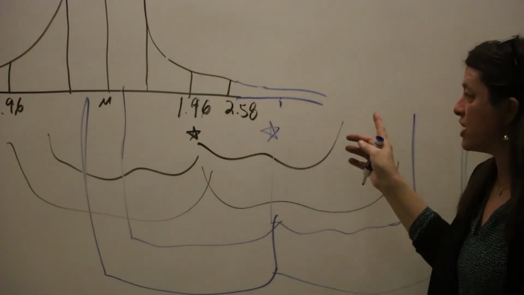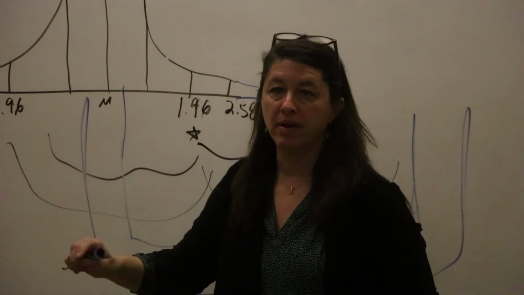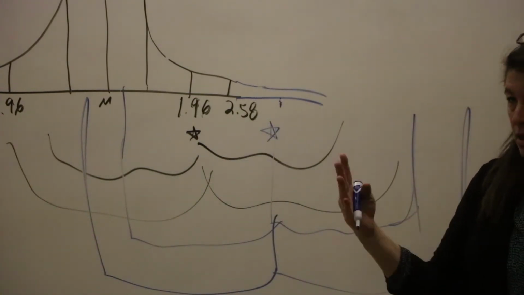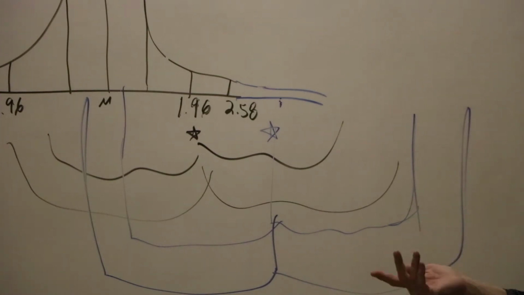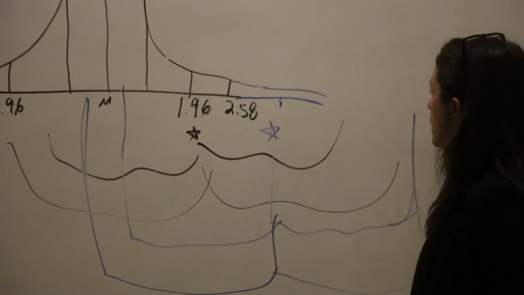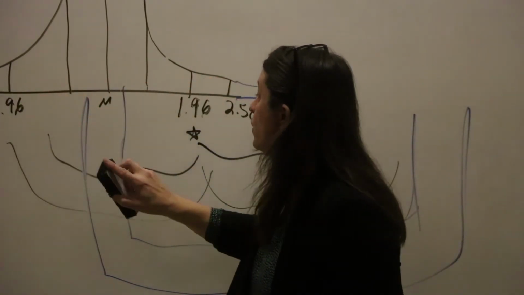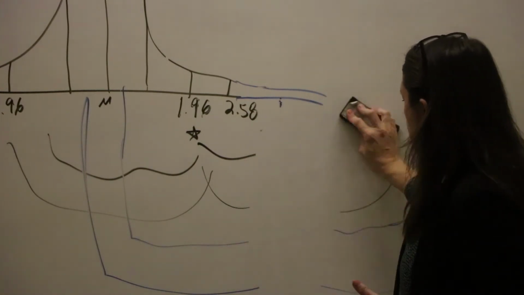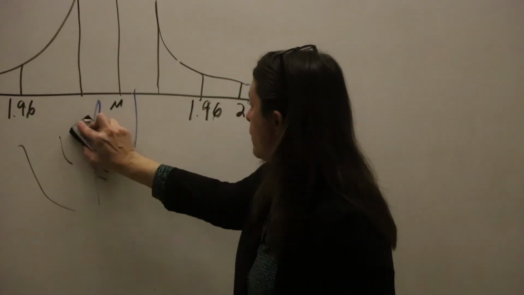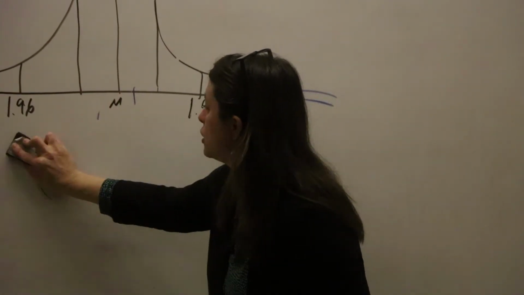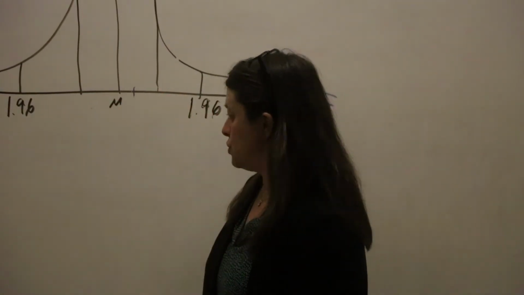It really is a reflection of how far that sample mean is from whatever the true population mean is, which we don't know. But based on our theory, we know that our sample mean, 95% of the time and 99% of the time, is going to be pretty darn close to the true mean.